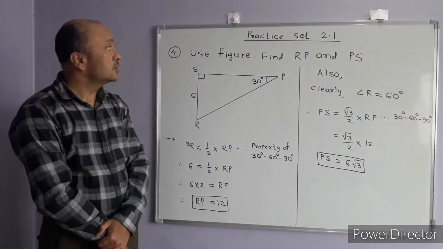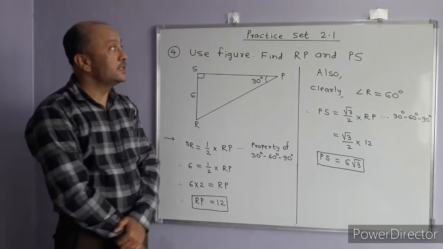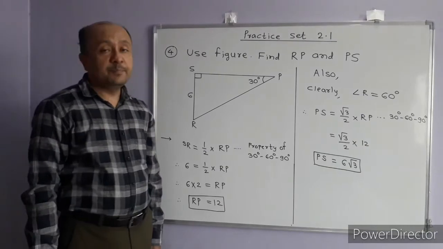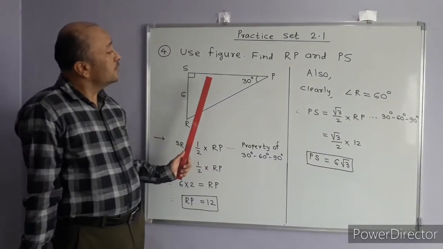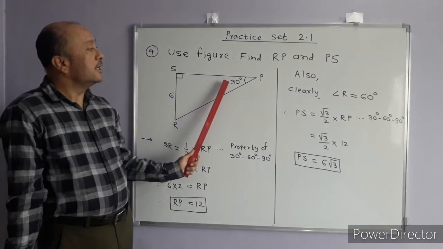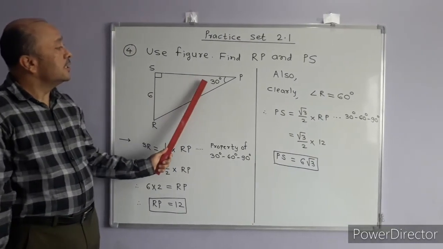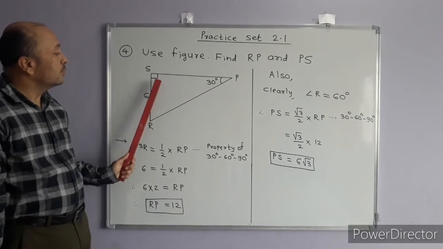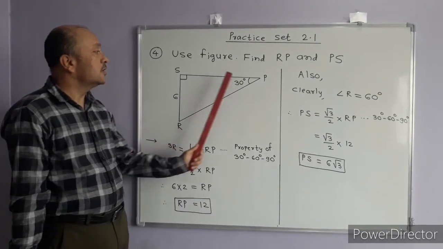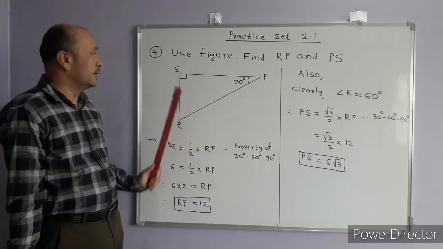Let us see, students, the fourth example from practice set 2.1. Use the figure, find RP and PS. That is the question. See the figure, it's a right angle triangle. One angle is given, 30 degree. This is 30 degree, this is 90 degree. Then obviously this angle will be 60 degree, because the total sum is 180 degree for a triangle.